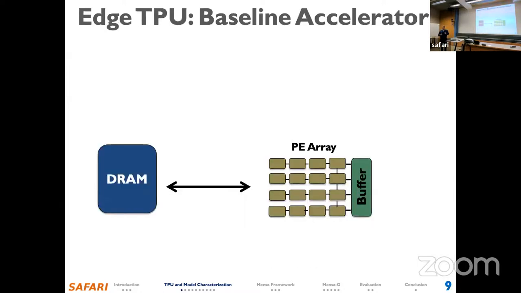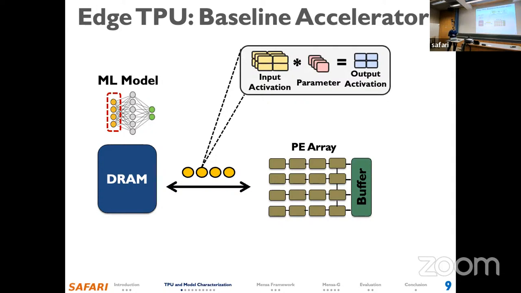Just as background, the Edge TPU accelerator follows a similar structure to all the other accelerators, for example the Apple one, for neural network inference. So I'm going to briefly generalize how they are. They may vary here and there in a specific design, but in general, it's pretty much the same. It starts with the ML model being stored in DRAM, and then the model is fetched from DRAM layer by layer. Each layer includes both input activations and parameters, which are the pre-trained weights, and the input data for that particular inference. And it's going to output some output activations.